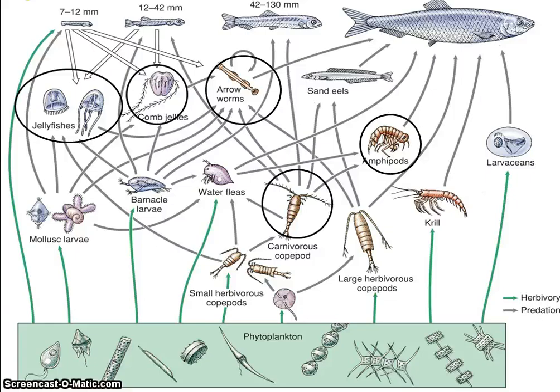What would happen to water flea populations if adult herring go down? Here's adult herring, here's water fleas. It's the opposite of our krill question, right? If adult herring go down, water fleas would go up because there'd be less things eating water fleas.